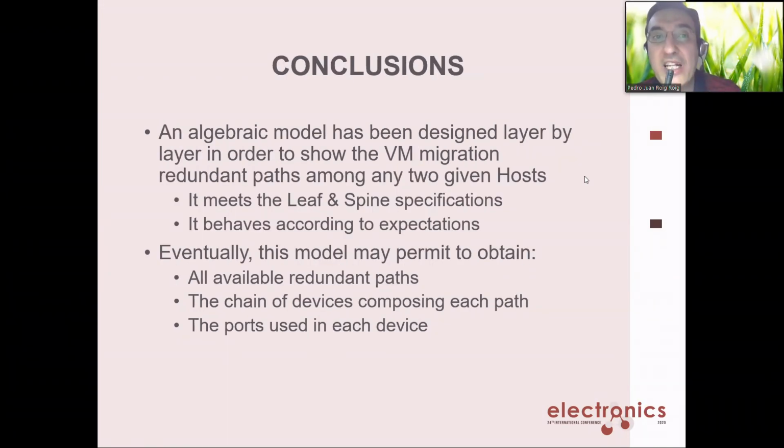Finally, conclusions. An algebraic model has been designed layer by layer in order to show the VM migration redundant paths among any two given hosts. So it meets the leaf and spine specifications and it behaves according to expectations. Eventually, this model may permit obtaining all available redundant paths between one source host and one destination host, also the chain of devices composing each of the paths, and the ports used in each device. So this model permits obtaining all the features of any given path.